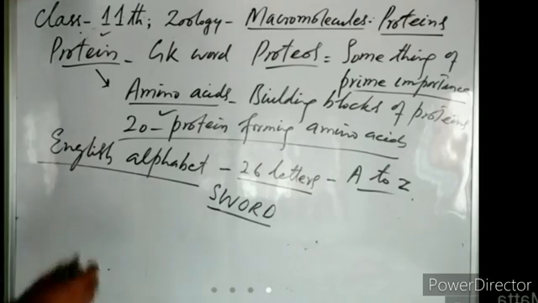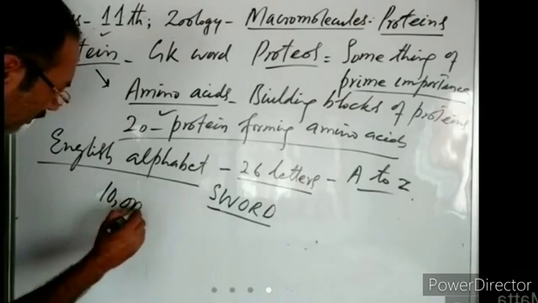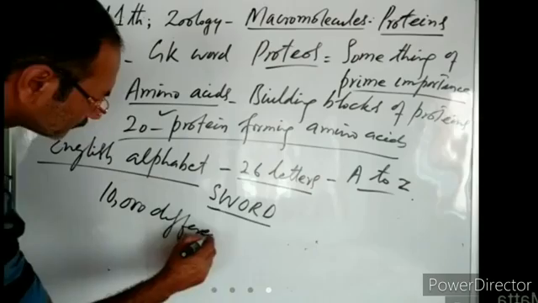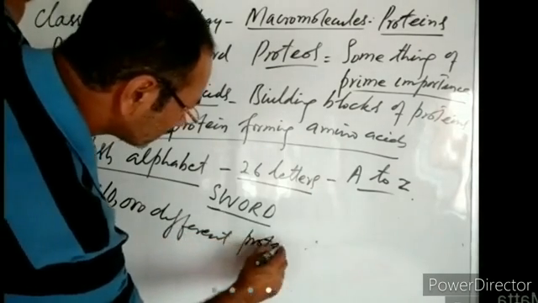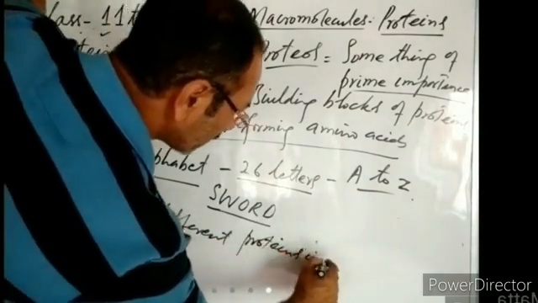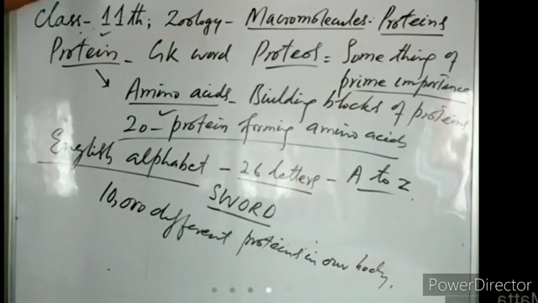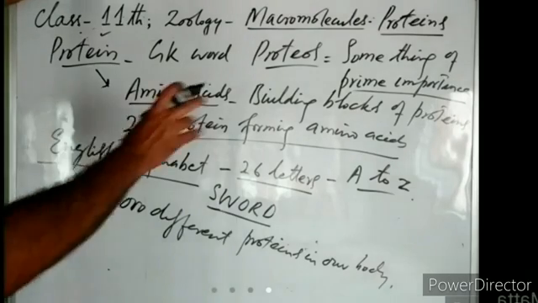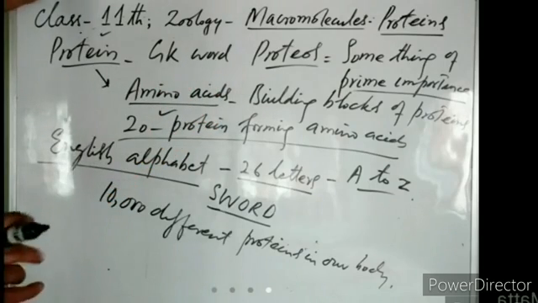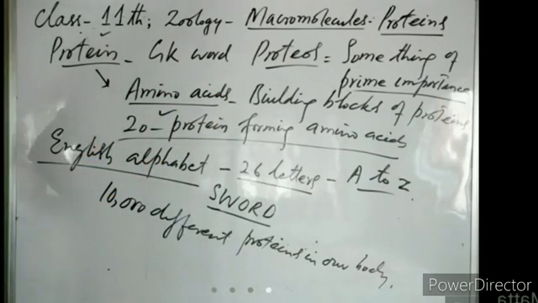According to an estimate, there are some 10,000 different proteins in our body. These 10,000 different proteins are formed simply from 20 amino acids by different combinations. Do you get what I am trying to convey?